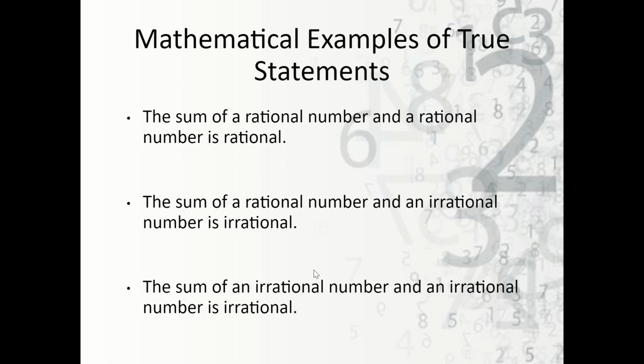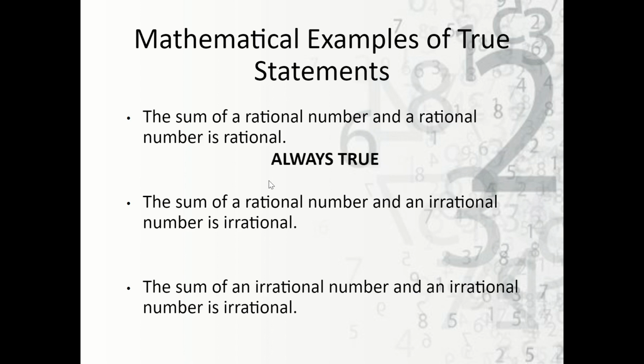So here's some examples of what we're talking about. It says the sum of a rational number and a rational number is rational. And we need to decide, is that sometimes true, always true, or never true? Well, if we add a rational number and a rational number, so that's a fraction and a fraction, if we add two fractions together, will we ever get anything that's not a fraction? Well, we know from closure that we'll always get a fraction in return, so this one is always true. It will always be rational.